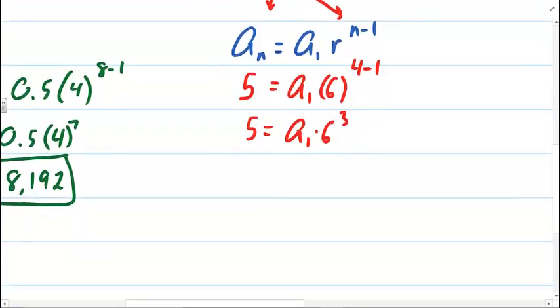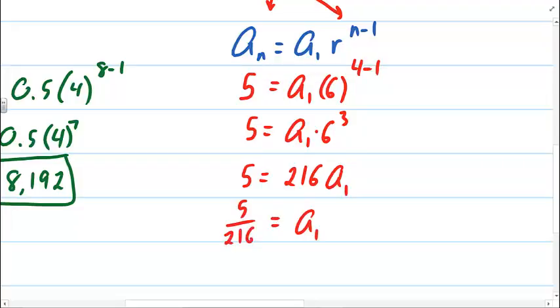6 to the third is 216. So I'm going to call it 5 equals 216 a sub 1. Kind of weird. Divide by 216 and you're going to get 5 over 216. Kind of an ugly, weird, small answer, but that's okay. Also, though, that's not what they were asking for. What they were asking for is the equation.